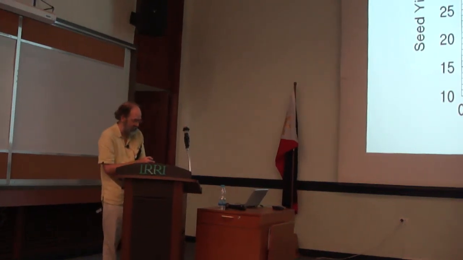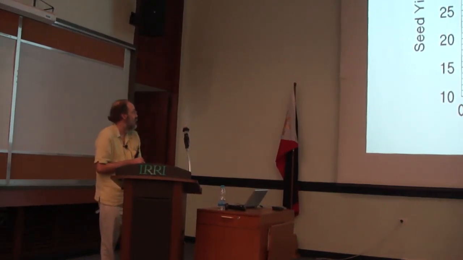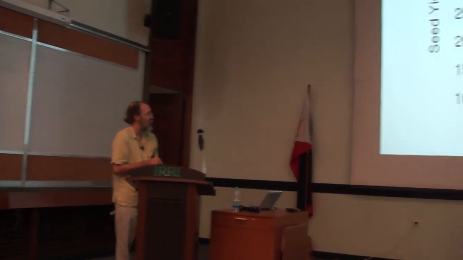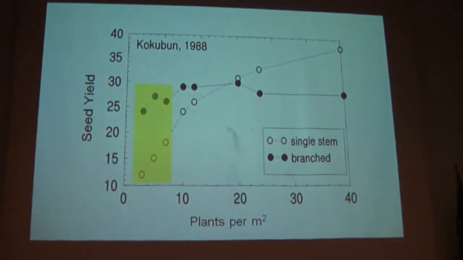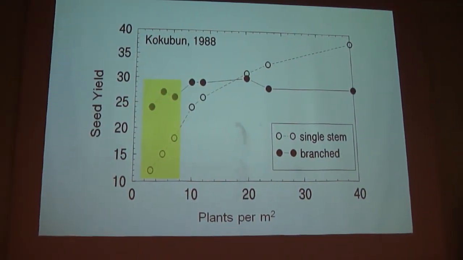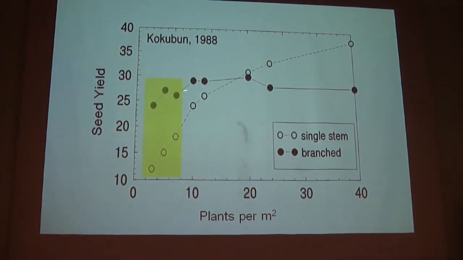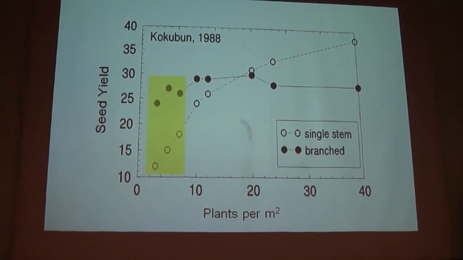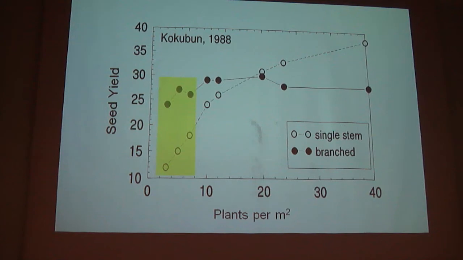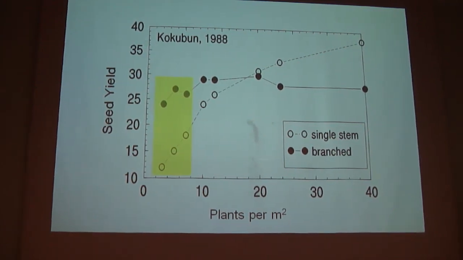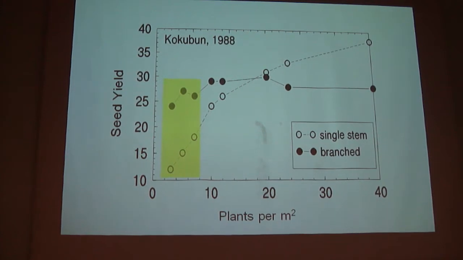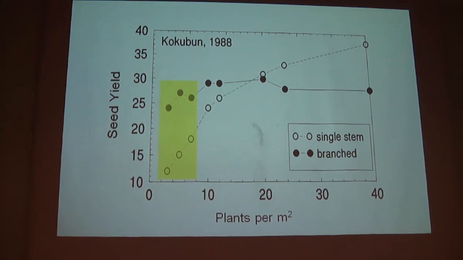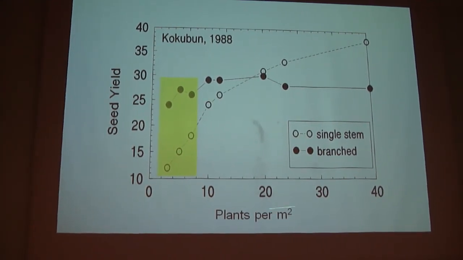And there's not much data on this. This study from Kokobun is actually for soybean. And what he did was to grow a normal soybean cultivar, which does tend to branch, over a range of plant densities, and didn't see much change in yield over that range of plant densities. And then he used a razor blade, or maybe he used a graduate student with a razor blade, I don't know, to make a bunch of single stem soybeans and planted them over a range of plant densities.